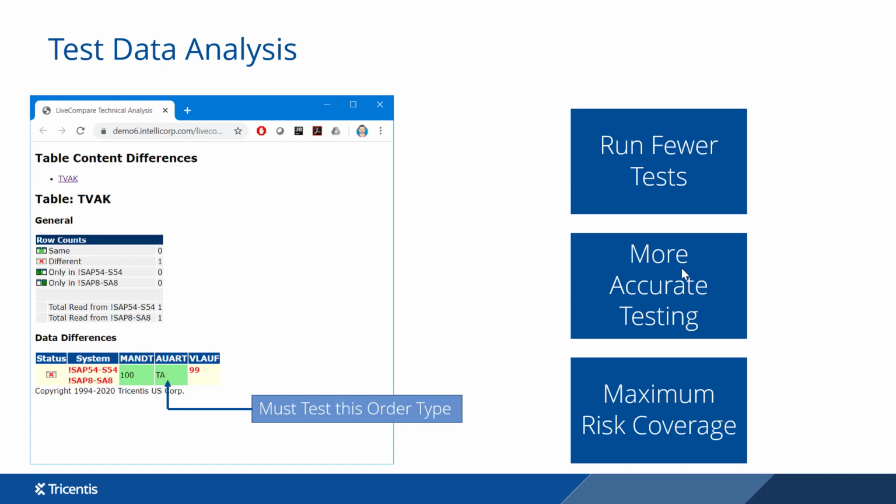If there's a data change within SAP, it comes through on a table, like this table up here, the TVAK table. And in this case, you can see there's a change here for this particular order type. And this order type TA is what we're going to scan your tests for in this case. So if it's a table key that's changing, we can scan the test case within Tosca to identify the right test. That really helps us run fewer tests. It's more accurate testing, and we get maximum risk coverage.